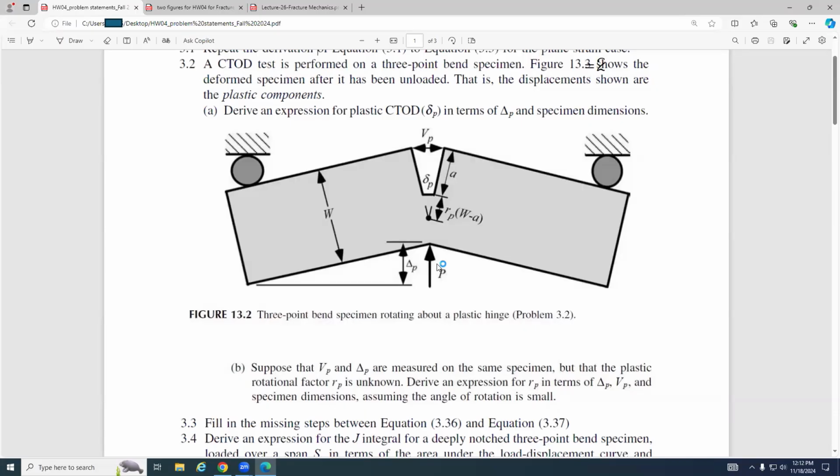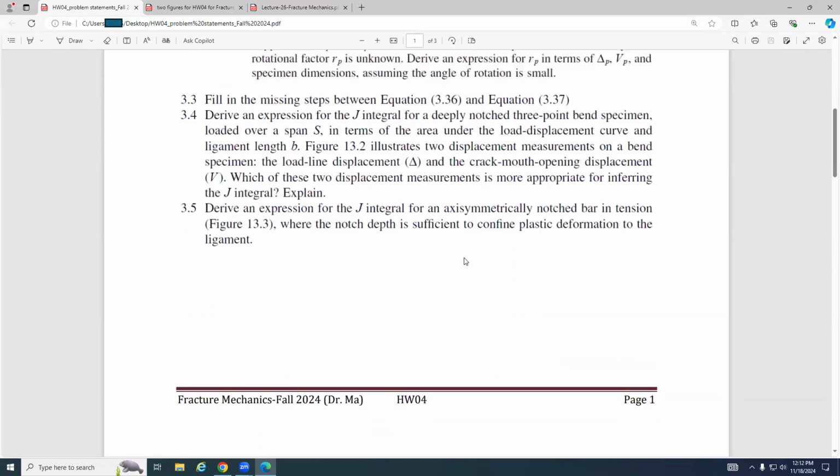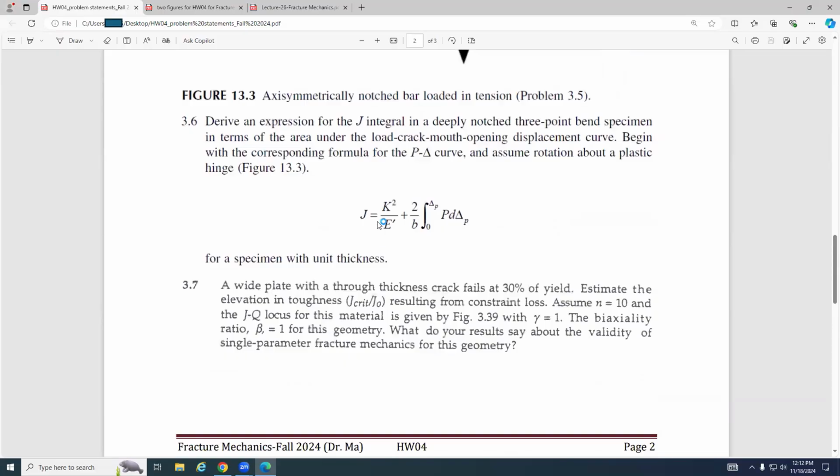Questions so far? No questions, so we come back to that equation. We focus on the plasticity part. We assume a rotation about a plastic range, so the first part can be neglected, and we will have J equals Ki squared divided by E prime plus the second part.